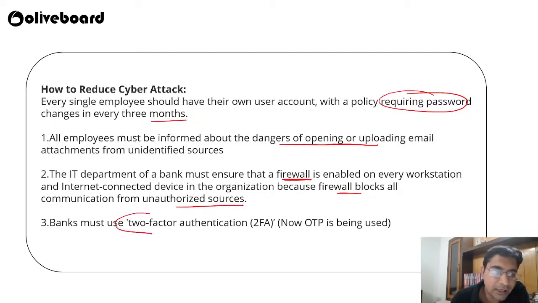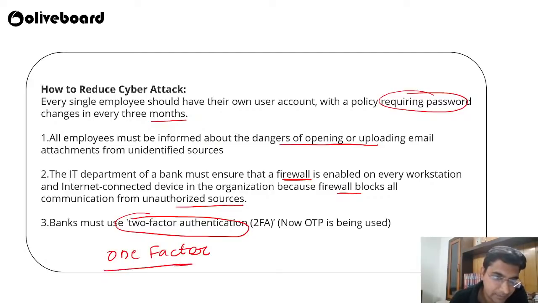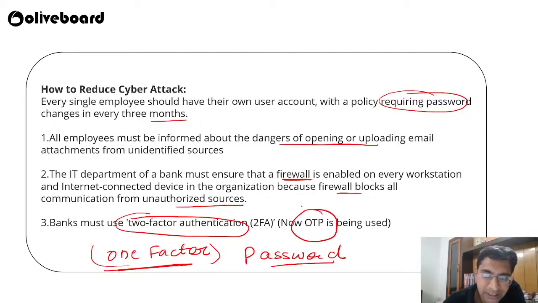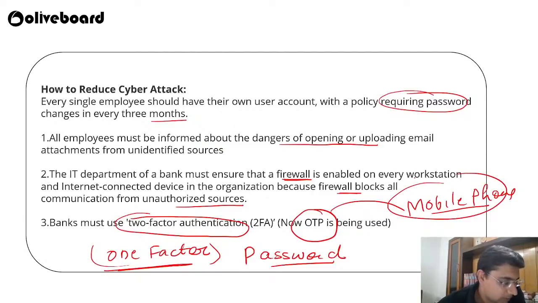Banks must use two-factor authentication. Earlier, only one-factor authentication was used, but right now banks are using two-factor. That means first you have to use your password, and once you enter the password, an OTP will be generated and sent to your mobile phone. Once you enter that OTP, only then can you do a transaction. But in most places this two-factor authentication is not happening, only a few places have it, and people have to utilize it.